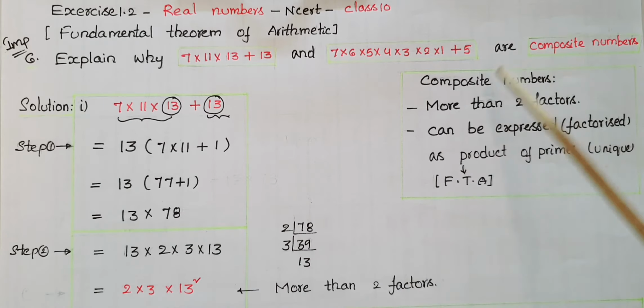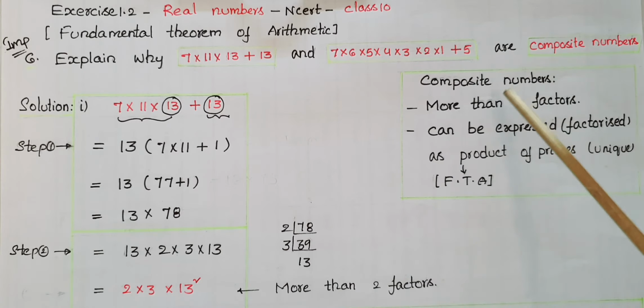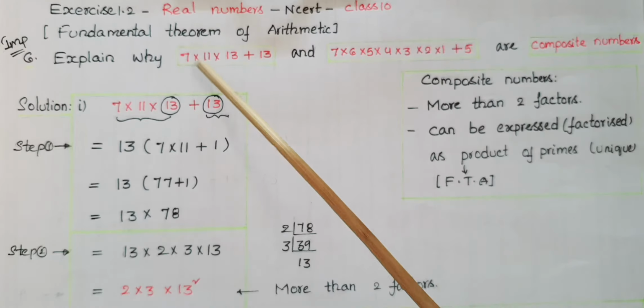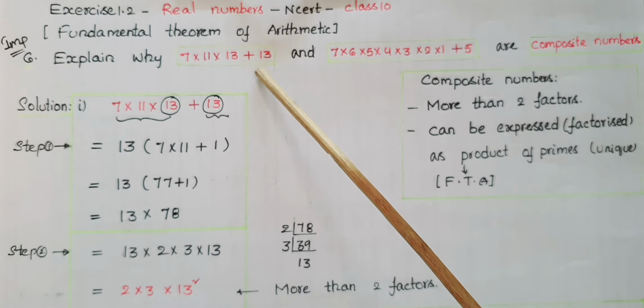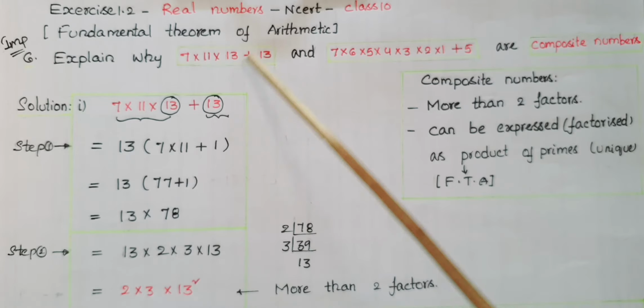So we know that a composite number is a number which has more than two factors except one and the number itself. So here we have to see the first expression. Here this expression is a composite number or not. That means we have to see whether this expression has more than two factors.